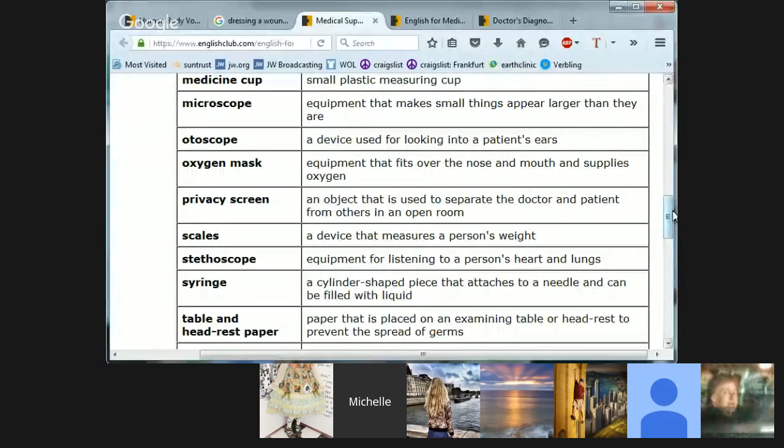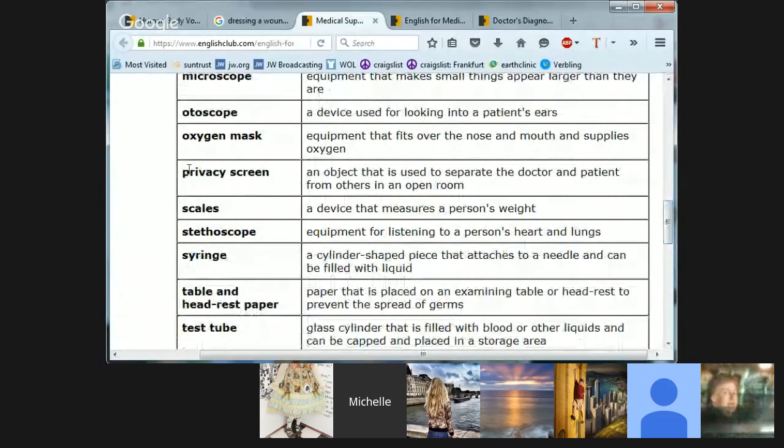So I think everyone has seen these oxygen masks before. The otoscope, has everyone seen these before? When the doctor inspects your ear, usually they use one of these. Yes. Okay, so I think everyone has a nice idea what it is.